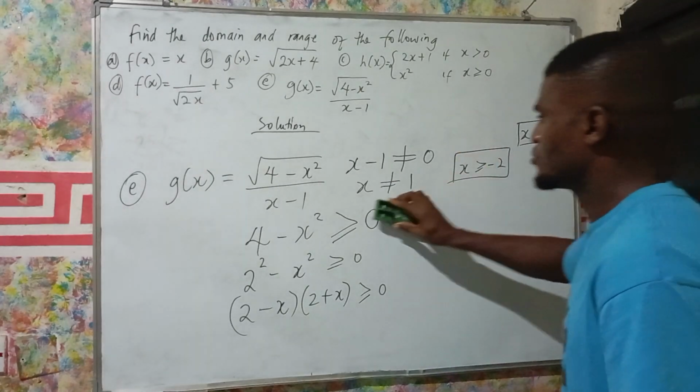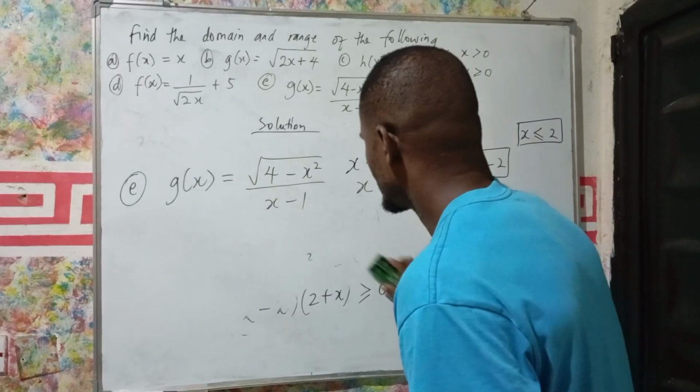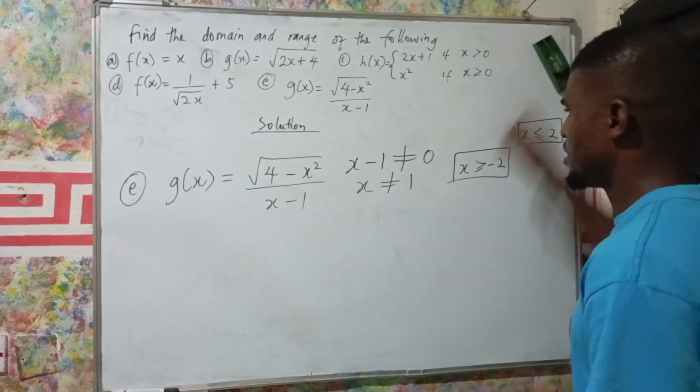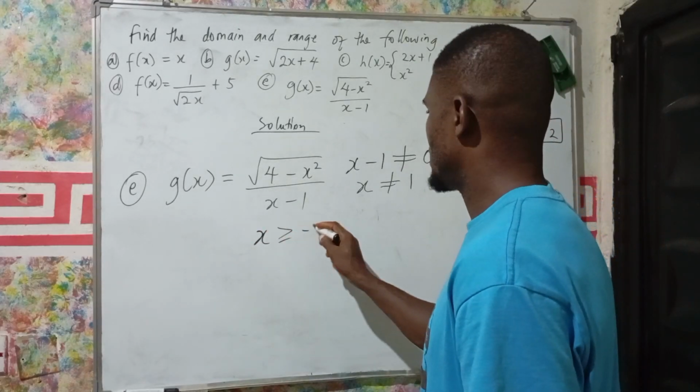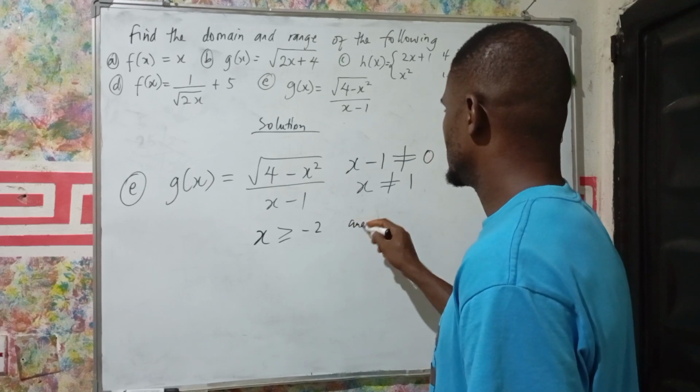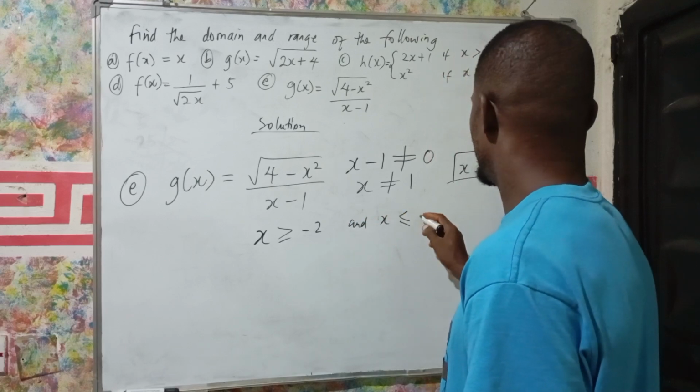So let's consider those two solutions. What we have gotten here is that x should be greater than or equal to minus 2, and x should be less than or equal to 2.